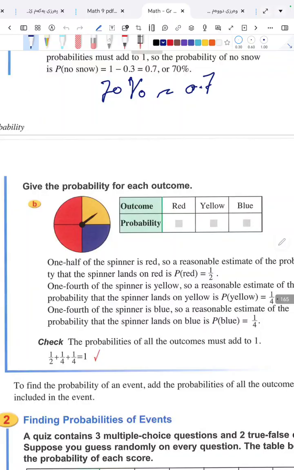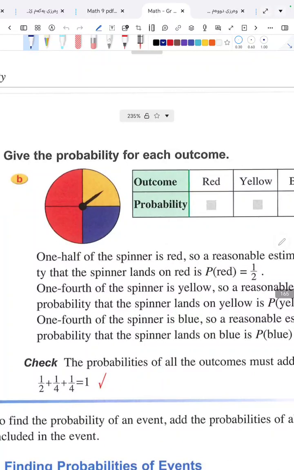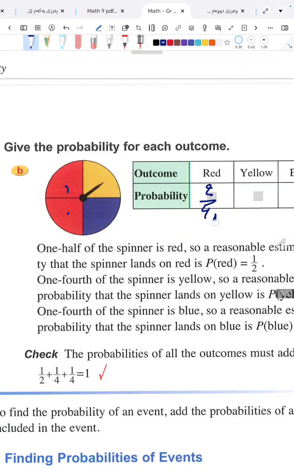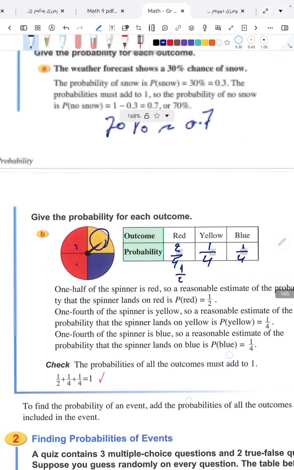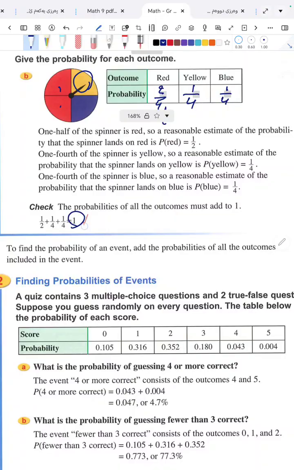What's the probability of red? As you can see here, we have 2 parts of red, so it will be 2 out of 4. Is 2 out of 4 in simplest form? No, of course. So, as a simplest form, it will be divided by 2, so it will be 1 out of 2. Probability of yellow: as you can see here, there is 1 part of yellow, so it will be 1 out of 4, and it is in simplest form. Probability of blue is the same as yellow, so it will be 1 out of 4. When you add them all, it equals 1.